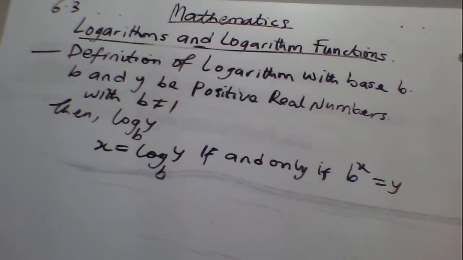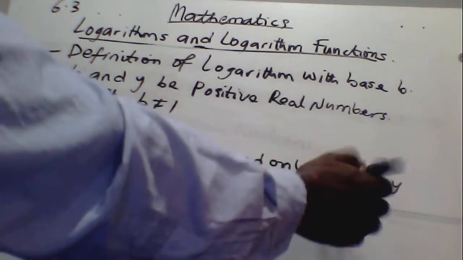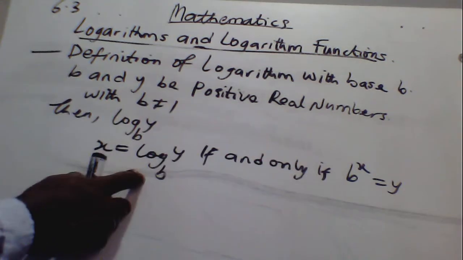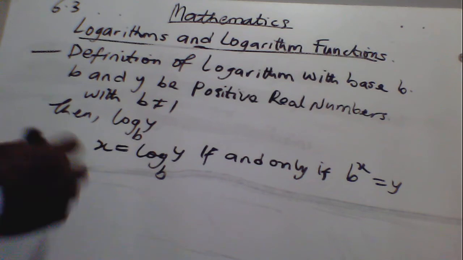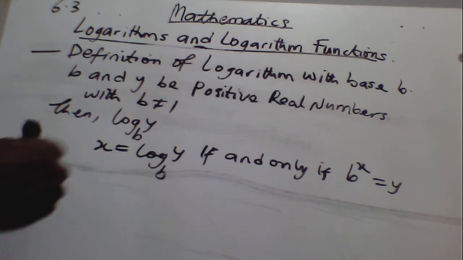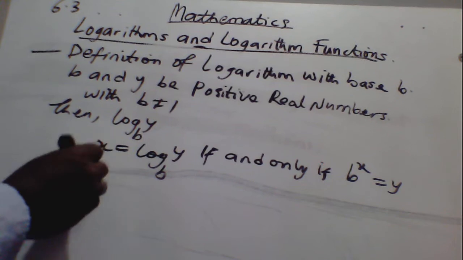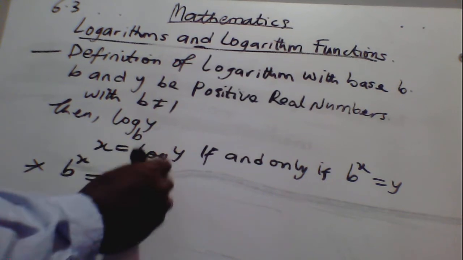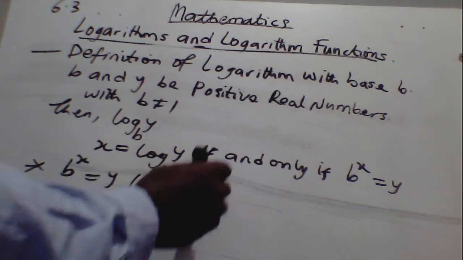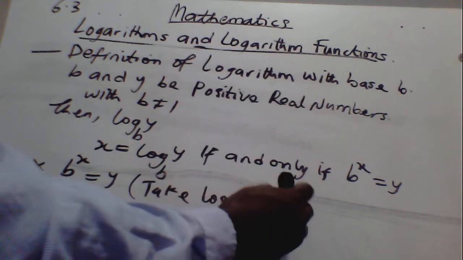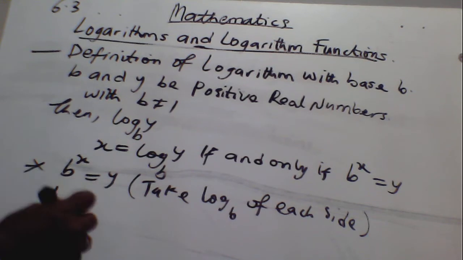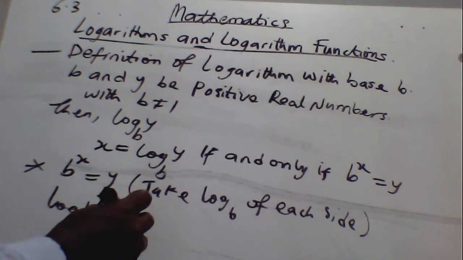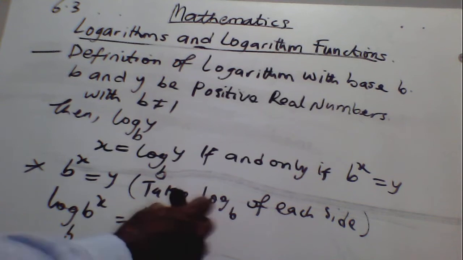How can this be proved? How can we find this logarithm from the exponential function? Yes, we can do that by taking logarithm to base b of both sides. For example, you are given b raised to power x is equal to y. Take logarithm to base b of each side. You have log to base b of b raised to power x is equal to log to base b of y.